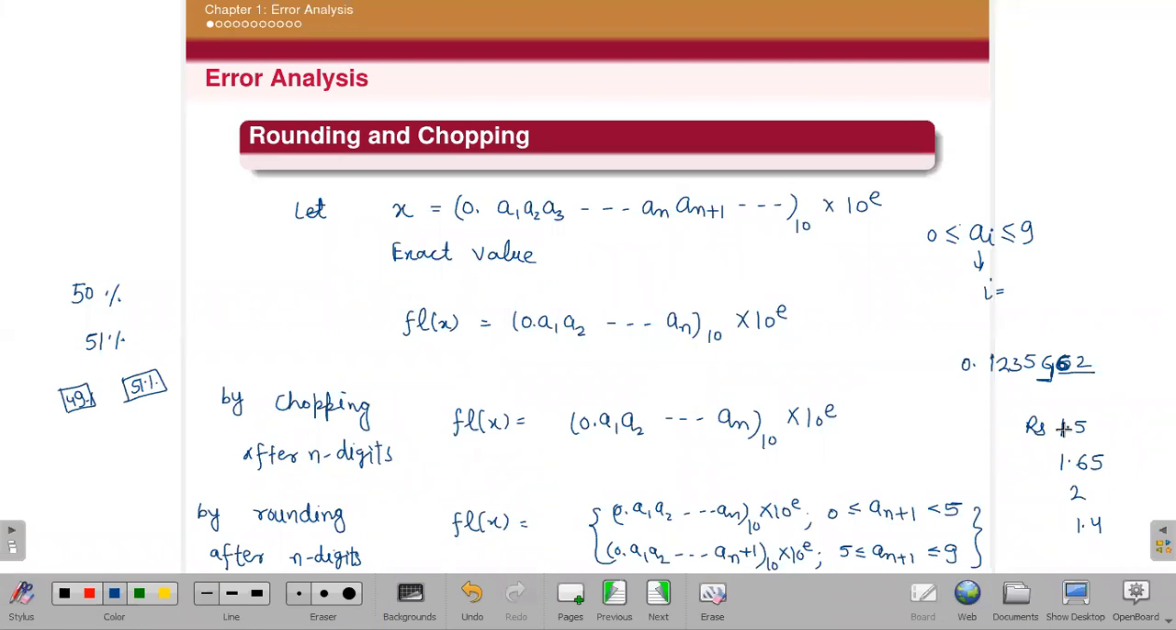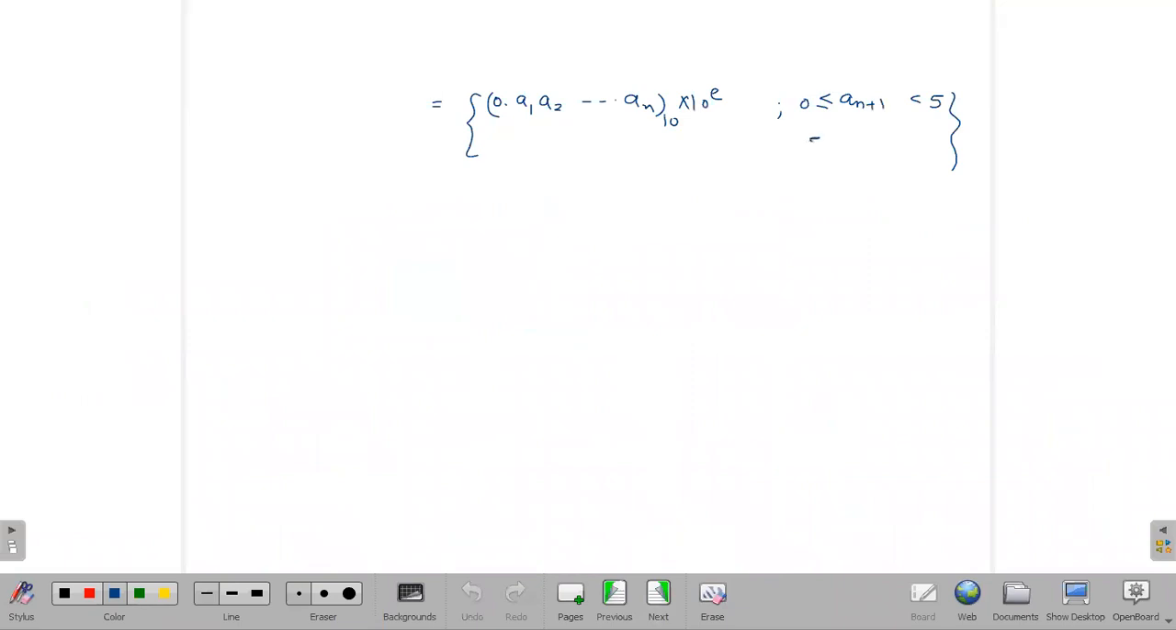If it is obviously less than 50, then I can ignore that term. If it is greater than 50, obviously I will round it up to the next number, I will add 1 to that number. That is because we have divided into 5. So here you can see, if I write this number, an plus 1 less than or equal to 9, then it will be 0.a1 a2. You can write this way also, 0.0000 and 1. So this is your nth place into 10 raised to power e.